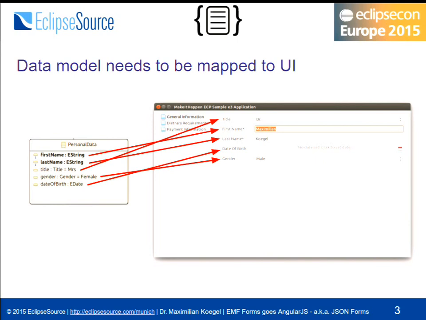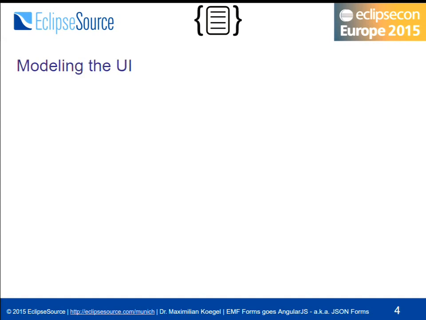So the type of the property from the data model is influential on how to display it in the form, and the interesting part is which of the properties do we map onto the form, in which order and in which layout. That is the problem that we're trying to solve with EMF Forms and JSON Forms. And we're trying to solve that by modeling the UI.